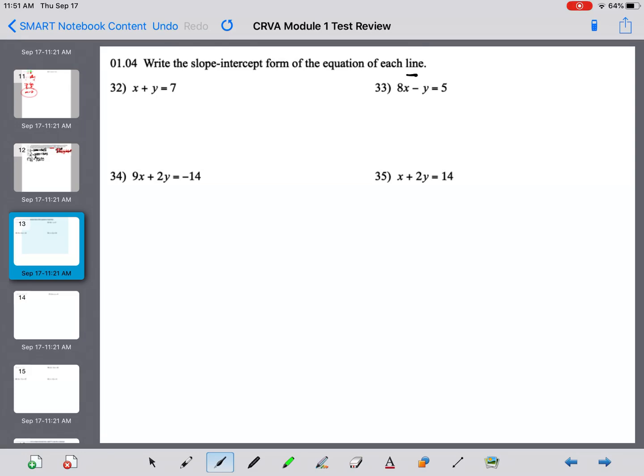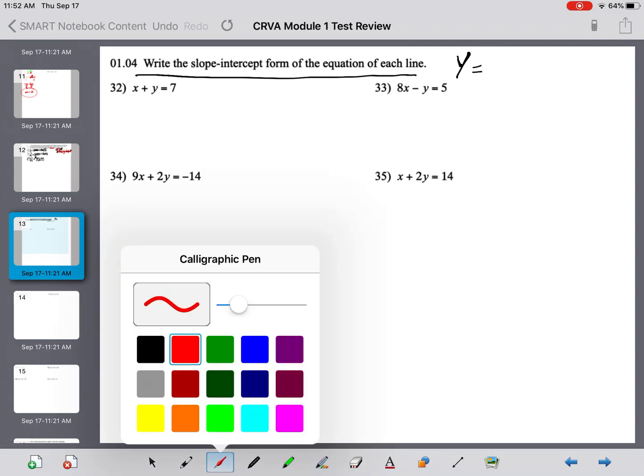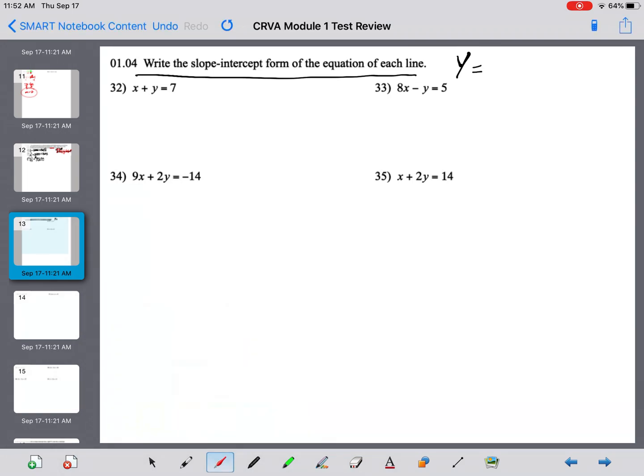All right, another task you're going to have to do is write the slope-intercept form of the equation of the line. Slope-intercept form has y by itself, y equals. So in this case, I need to get y by itself. I want to leave this y right here by itself, but I want to undo everything around it on that side of the equal sign. And so there's a plus x here, so I need to undo that. So that undoes the x on the left side. So I have x equals.